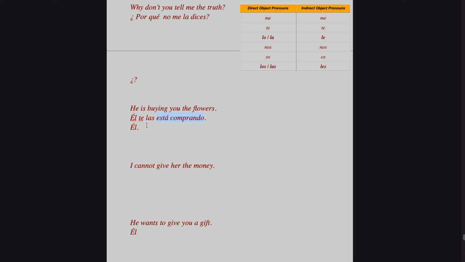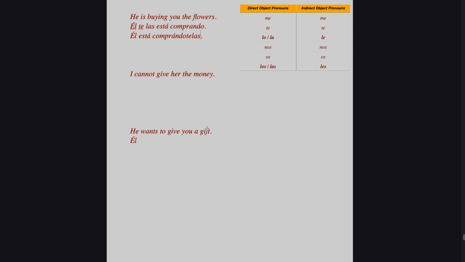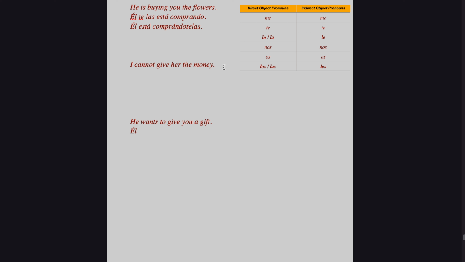Now we are seeing it with the gerund. We have seen the examples where we place the object pronouns at the end with an infinitive. But now let us say it with a gerund. This way we can place it at the end to the gerund without any spacing and maintaining the sequence.